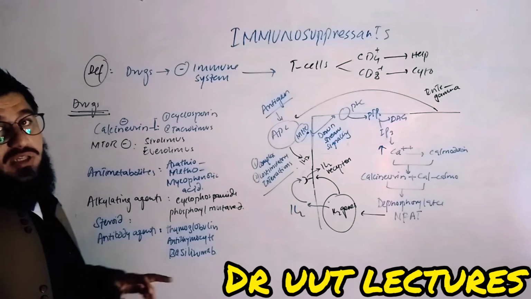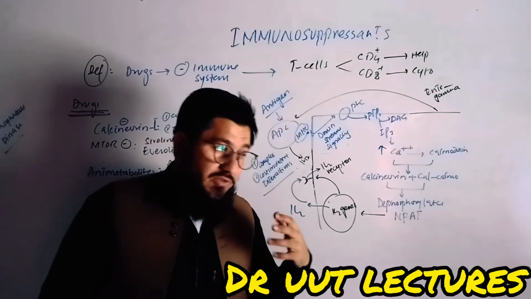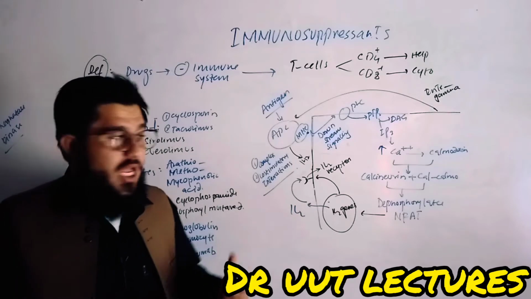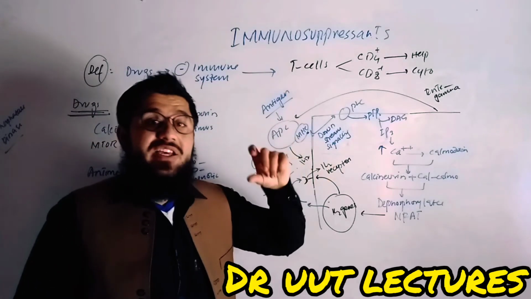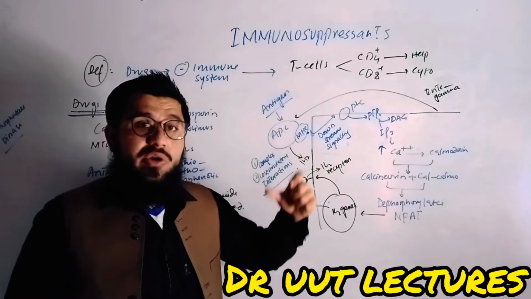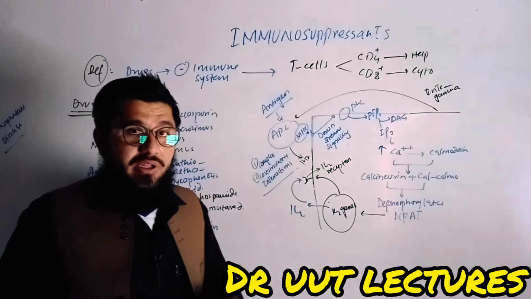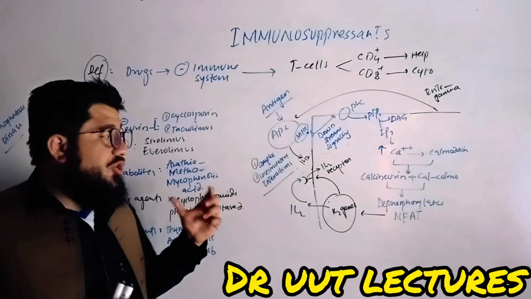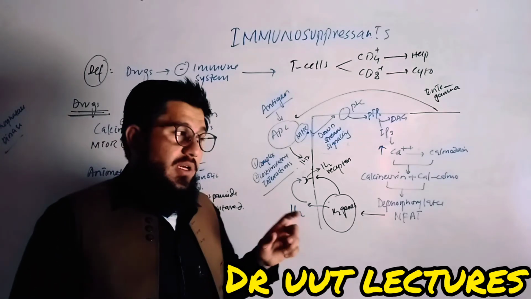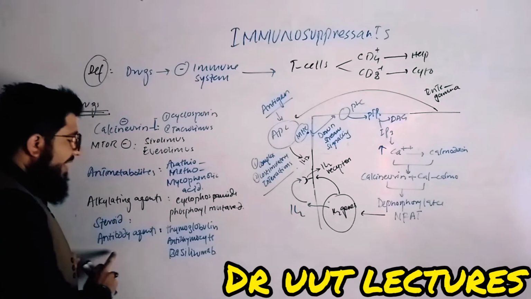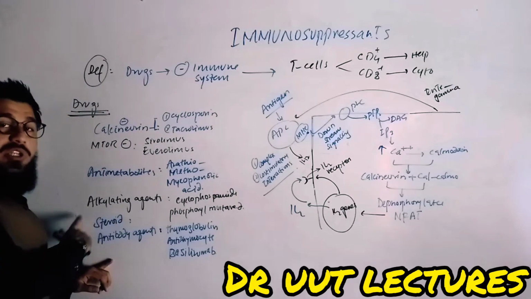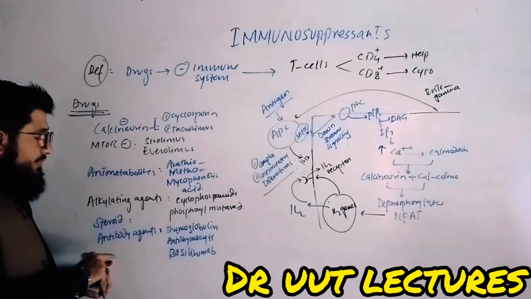Then we have steroids. Steroids have different types of functions throughout the body. We have discussed steroids along with aspirin when we were explaining the mechanism of aspirin. There we discussed how steroids or aspirin act inside the body, so you can go through that lecture. In short, steroids are again disturbing the DNA and the RNA. Regarding steroids, we have another video. You can watch that one.